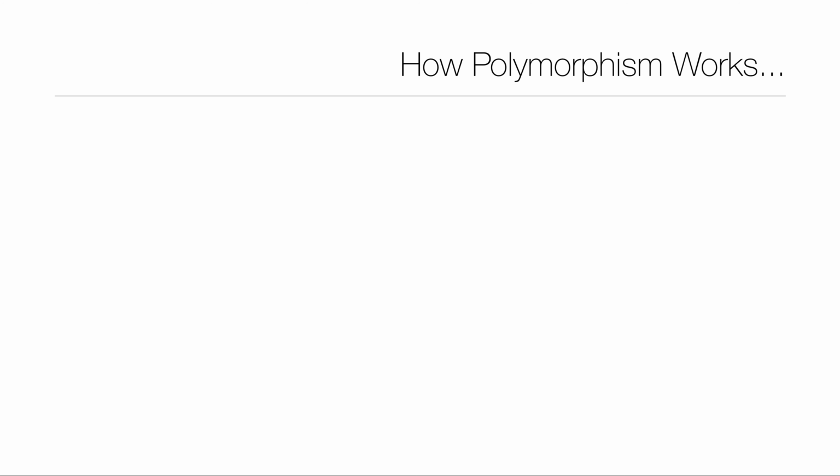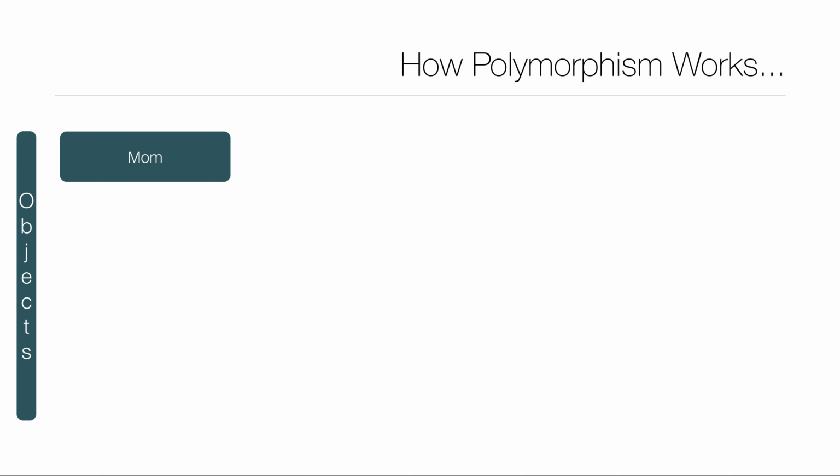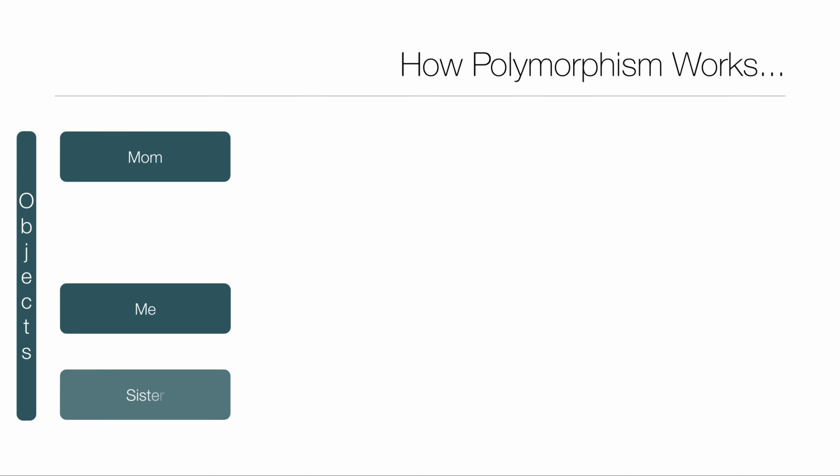But I made up this little story, I guess you could say, and hopefully this will really nail down what polymorphism is like. So we're going to have some objects. We create some objects here. The first one is a mom object, then me, another object, and then my sister.